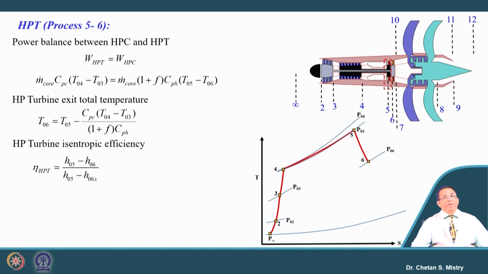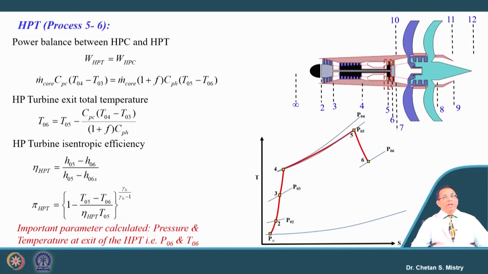That exit pressure we can correlate by using, say, the isentropic correlation. If we simplify this, we will have the pressure ratio in terms of efficiency and the temperatures. So, if we put those numbers in, we can calculate the outlet pressure and outlet temperature from the HP turbine. Okay. Now, the change that will come in.